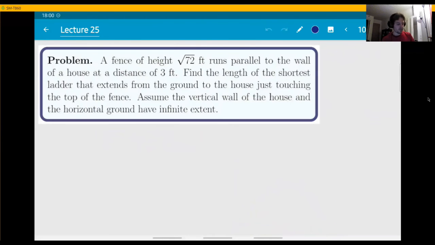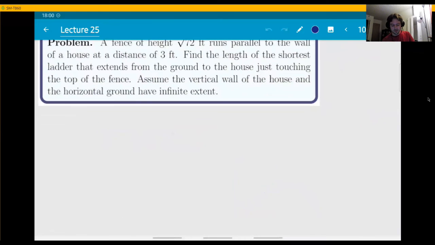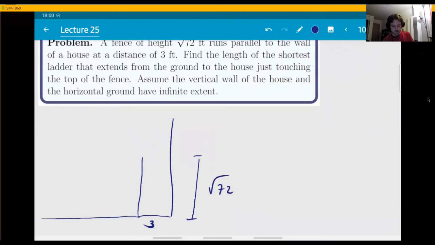Okay, this one is about a fence. A fence of height square root of 72 feet runs parallel to the wall of a house at a distance of 3 feet. So you're going to have a wall of a house. You have 3 feet here, and then some fence with a height of square root of 72. This is the ground here.